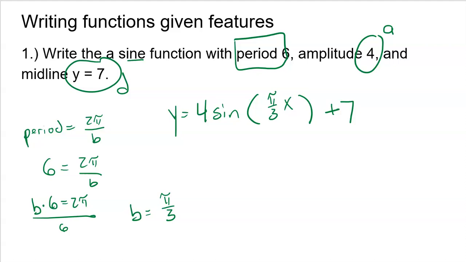So what I actually, again, would recommend doing is just confirming, right? Amplitude is pretty easy to see, midline's pretty easy to see, but confirm that the b value does create a period of 6. So just very briefly, go back to what we were doing in the previous part 3, which is finding the period length. We'd say 2 pi divided by pi over 3. That's the same thing as multiplying by the reciprocal. That'll cancel this out. Pi's cancel. 2 times 3 is 6. So we do confirm that this b value does produce a period of 6.